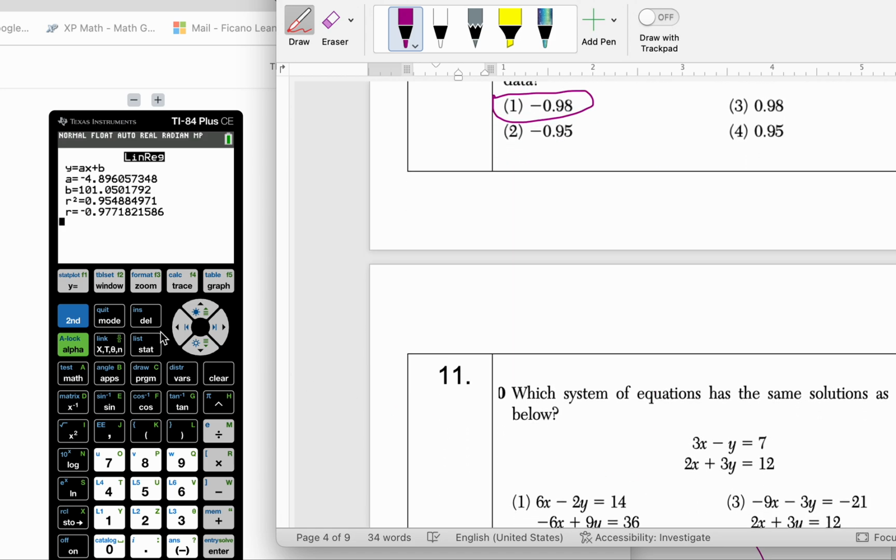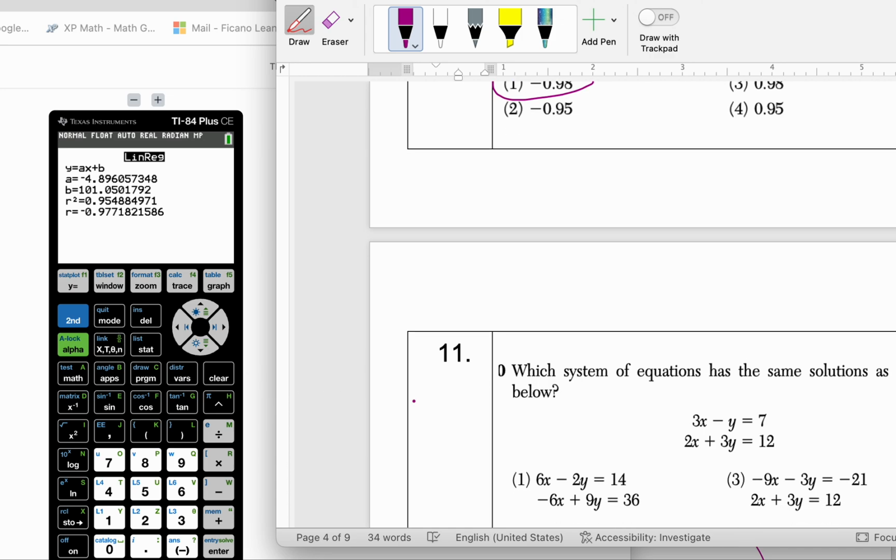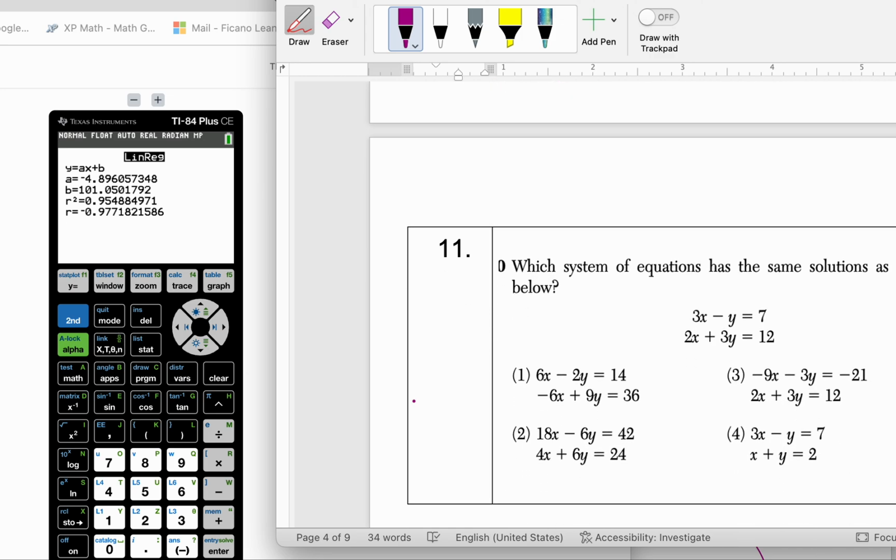You really should practice, though, setting your calculator up so that you can solve this problem. And it really is practicing with it, because the calculator is like any other instrument. The more you do something, the more you know how to do it. Okay, so let's take a look at the next question.